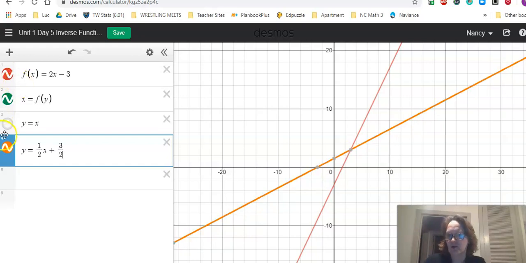I can go over here and make the orange line invisible and see that that green line is the same as the orange line. So that's how I can check to make sure that my equations are actually inverses. If I have this green line, which automatically gives me the inverse, and then I type in what I got for the inverse, and they're the same graph, then I've done it correctly.